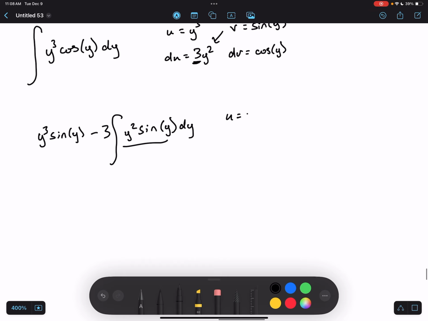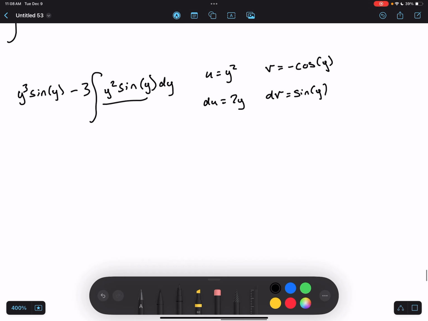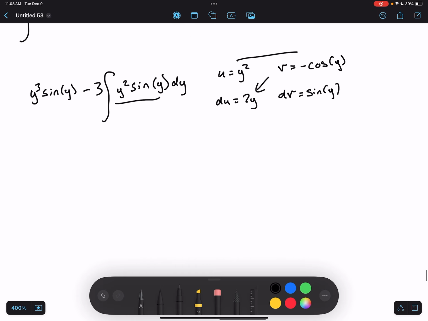Our u will still be y squared. Du, in this case, will be 2y. And then dv equals sine y. And in this case, our v will be negative cosine y. And again, integration by parts, we'll just go across and then down over.